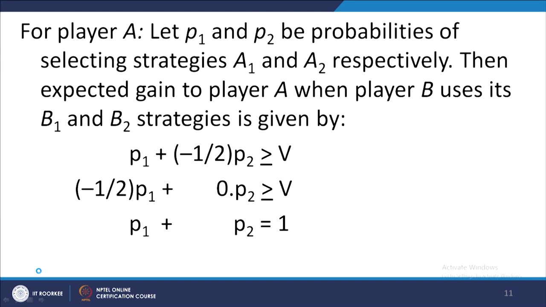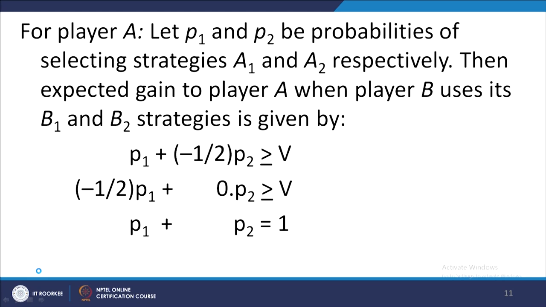Now, let us look at the case of the player A. Let us assume that P1 and P2 are the probabilities of selecting the strategies A1 and A2 respectively of the player A. Then the expected gain to the player A when the player B uses its strategies B1 and B2 is given by the following equations. P1 plus minus 1/2 P2 should be greater than or equal to V, and similarly minus 1/2 times P1 plus 0 times P2 should be greater than or equal to V. And also we must have the condition that P1 plus P2 should be equal to 1, because they are the probabilities.